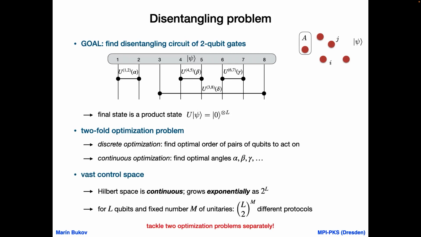And this is actually quite difficult because if you think about it for a second, the control space is pretty big. In particular, the Hilbert space itself is continuous, and its dimension grows exponentially with the number of qubits. But also, if you fix the number of qubits L, and you also fix the number of unitaries that you can apply, the number of gates n, then there are (L choose 2) to the power n, so also exponentially many in n, different protocols.